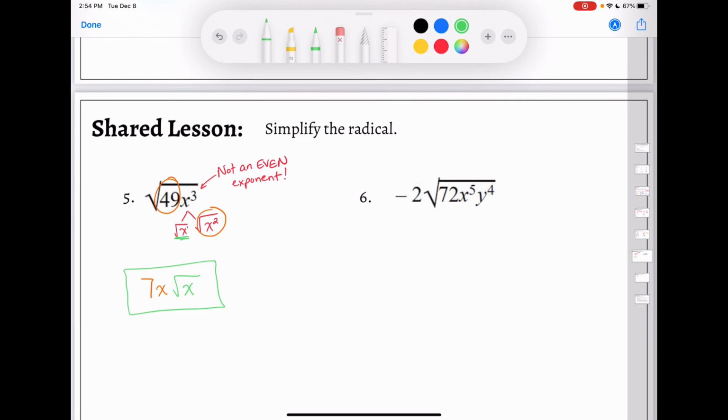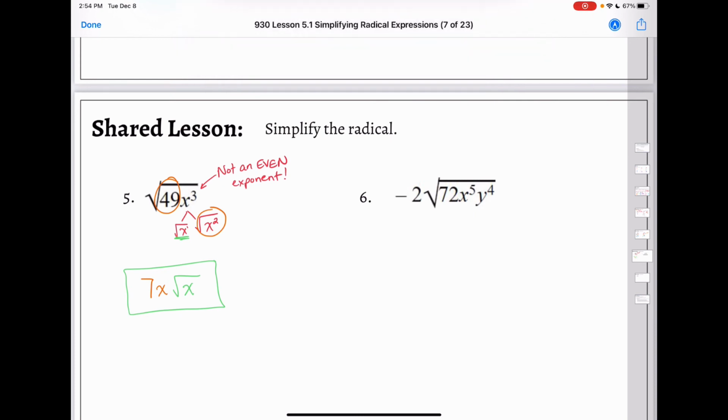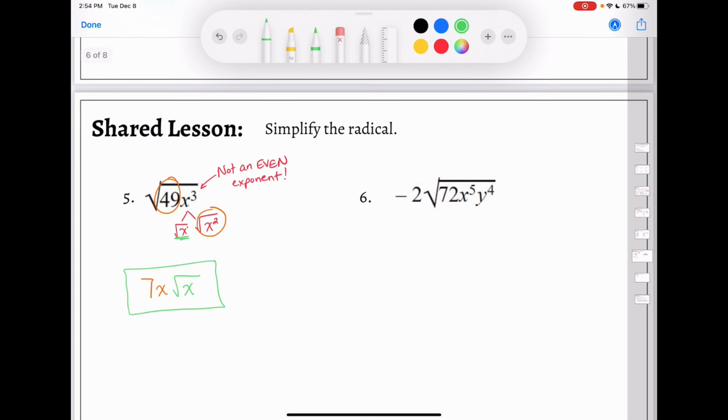So remember, if your exponent is not an even exponent, that doesn't mean you're done. You can still work on it, split it into its factors so that you get an even exponent, the biggest even exponent you can, and then you'll have one left over. All right, so let's look at number 6.